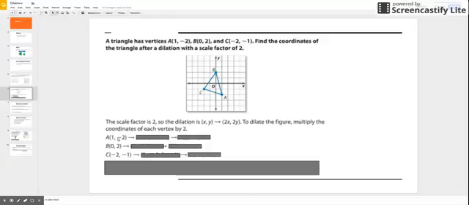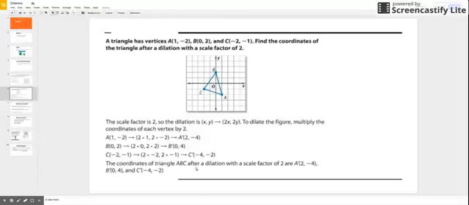So here's our first ordered pair. I'm multiplying each coordinate by 2. 2 times 1 gets me 2. 2 times -2 gets me -4. My next ordered pair: 0 times 2 is 0. 2 times 2 is 4. Now, this is our next ordered pair, (-2, -1). Multiply both by 2, and you get (-4, -2).